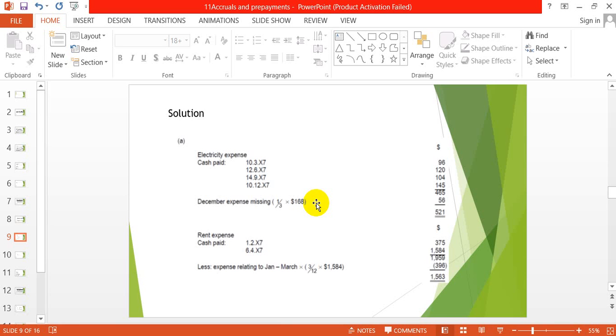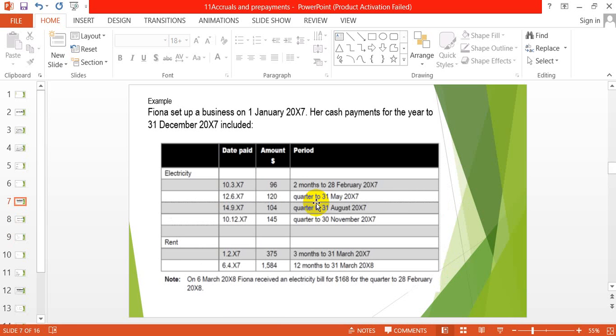We move to the rent. On 1st February of x7, we paid rentals of $375 for 3 months to 31st March x7. Now 31st March x7 starts from January, February, March. All 3 months are within our reporting period, so we need another 9 months to cover the expenses for 20x7.